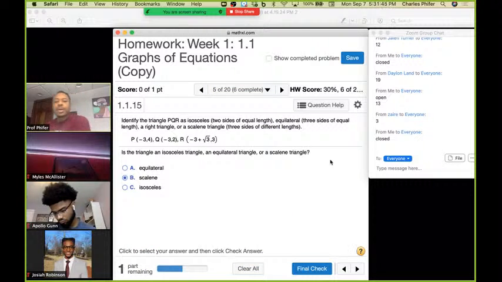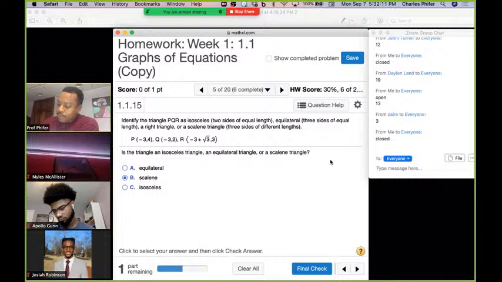So identify the triangle PQR as either isosceles, equilateral, a right triangle, or a scalene. So isosceles means a triangle with 2 sides of equal length. Equilateral means 3 sides of equal length. Right triangle means it's going to satisfy a squared plus b squared equals c squared. And scalene means 3 sides of different length.